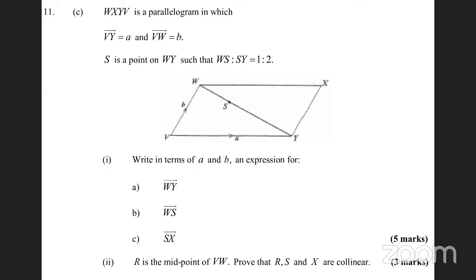Draw back the diagram, put in the ratio. What does the ratio of 1 to 2 mean again? 1/3, 2/3, right? Very good. A ratio of 1 to 2 means 1/3 to 2/3. So it means that WS is 1/3, SY is 2/3, right? So you will get letters this time. Be careful with it, right? Not numbers.